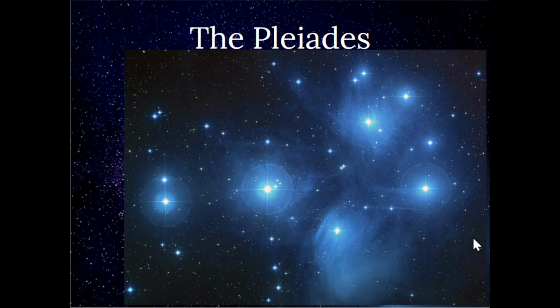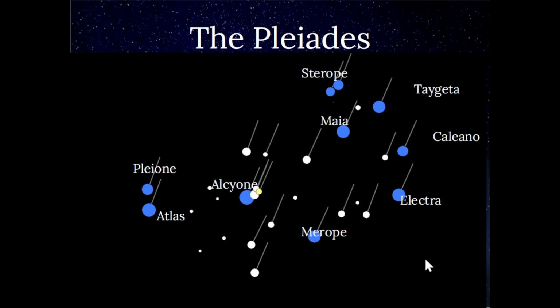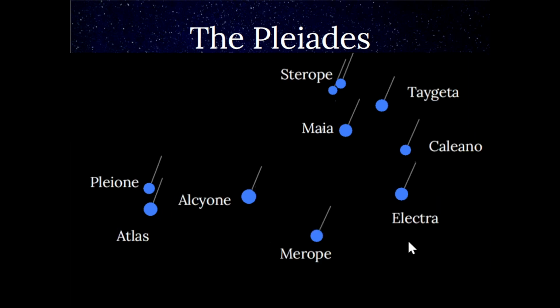So that's a close-up of the Pleiades, and that's the individual stars of the 7 sisters. 1, 2, 3, 4, 5, 6, 7, 8. And this is a diagram showing their movements, so that the arrow here, or the tail, shows the direction the star is moving, and the length of the tail shows how quickly it is moving, and they're all slightly different. So that's cleared up the image a little bit.